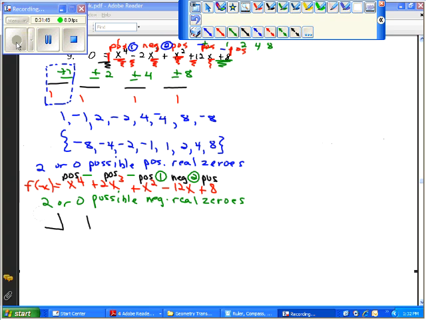The original leading coefficient was 1, and then a negative 2, and then an understood 1, and then a 12, and then an 8. What do you want to start with? 1. Thank you.